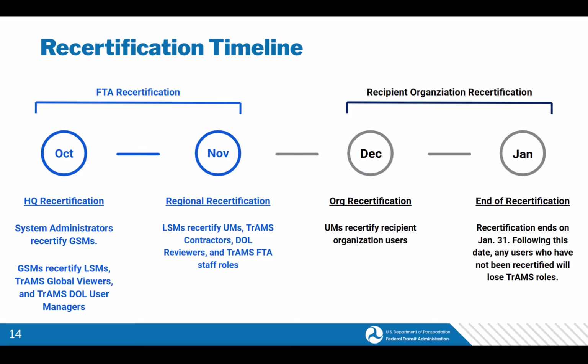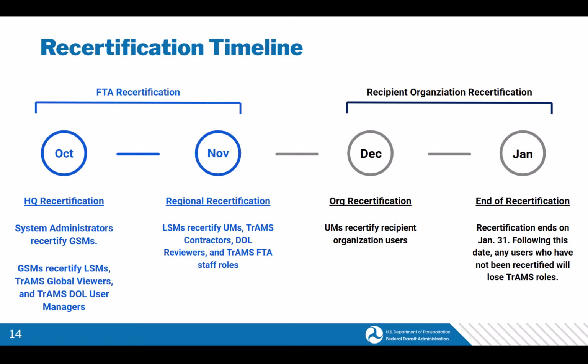This is divided into two parts: FTA recertification and recipient organization recertification. FTA recertification starts in October with headquarters recertification. In this step, system administrators recertify the TrAMS GSMs, and then GSMs recertify LSMs, TrAMS global viewers, and TrAMS DOL user managers. Next, in November, regional recertification begins.